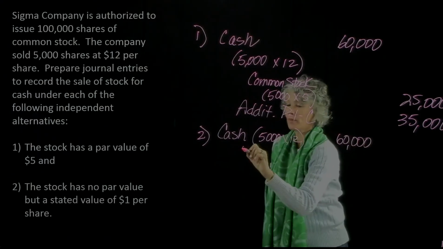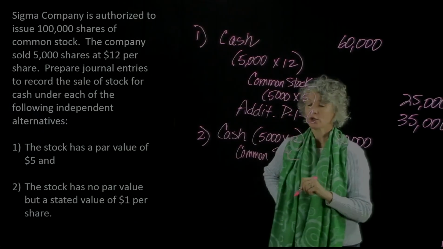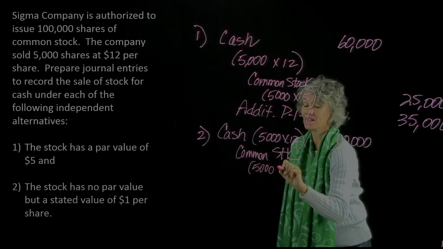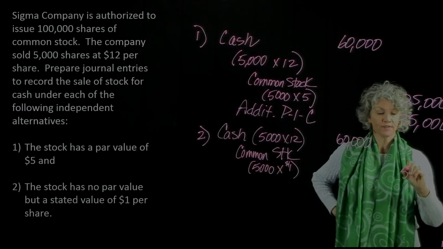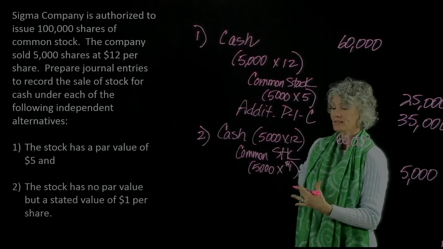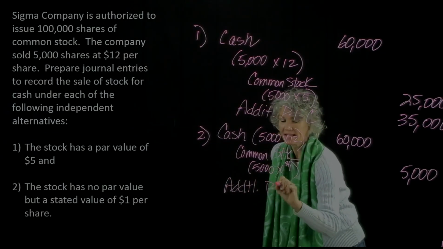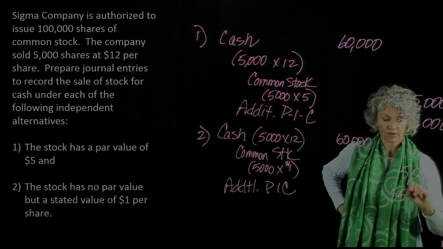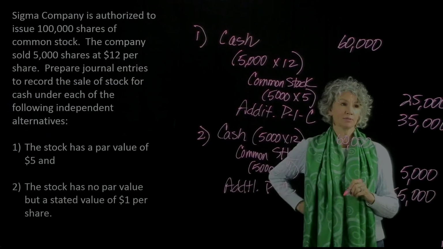And then in the common stock account, we are going to put in 5,000 times $1. Okay, $1 a share. So only 5,000 is going into the common stock account. And then you've got to make this balance. So the additional paid in capital is 55,000. Okay? All right, that concludes problem SE5.